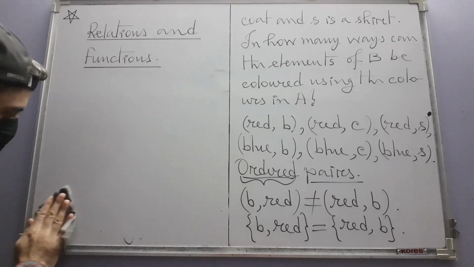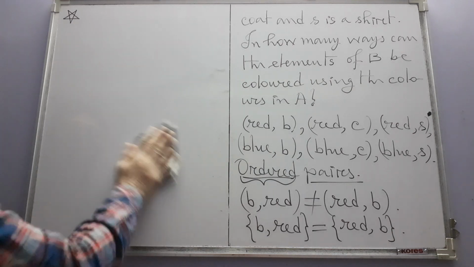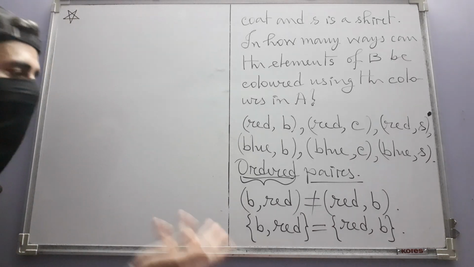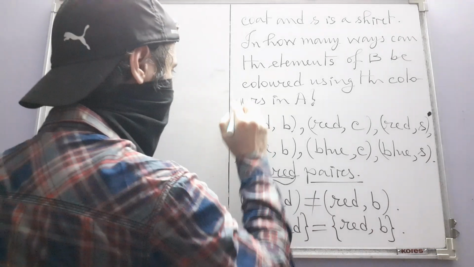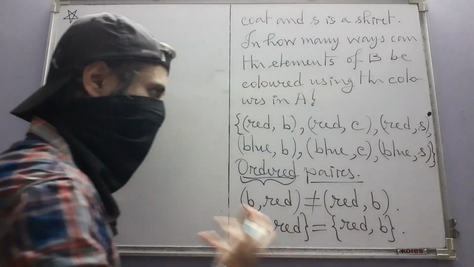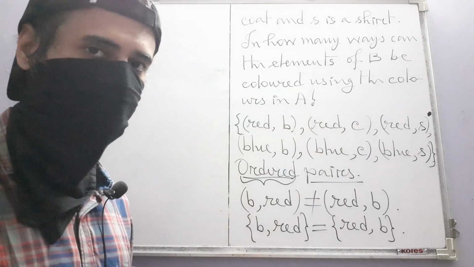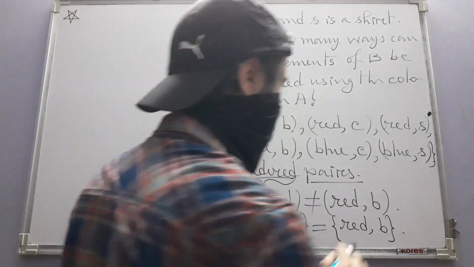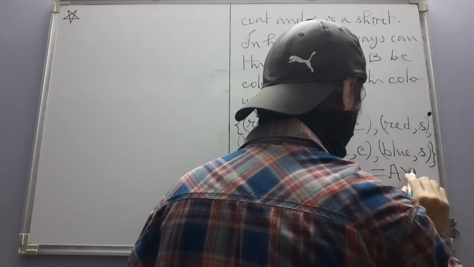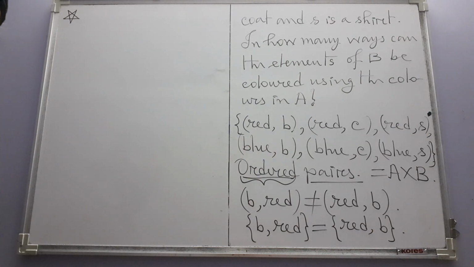And the collection of all these ordered pairs, or the set of all these ordered pairs, is what we call the Cartesian product of A and B. That is, if you take these ordered pairs and make a set out of them, this is a set with 6 elements, each element is an ordered pair, then this set is considered to be the Cartesian product of A and B, which is written like that.